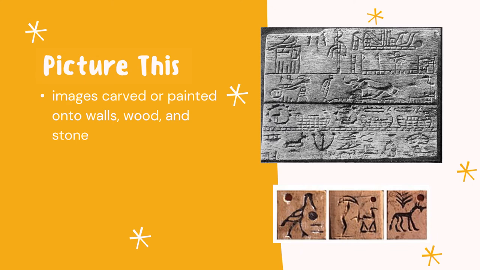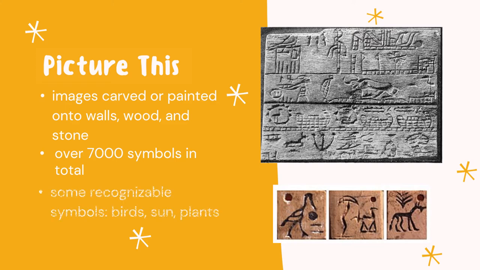Hieroglyphics were simple picture signs carved into wood and stone, painted onto walls, or drawn onto ancient paper called papyrus. They took a lot of hard work and skill to carve and paint. There were over 7,000 different hieroglyphic symbols, and about 500 of them were very commonly used, so that many people could easily understand them. Most hieroglyphic symbols were simple drawings of real objects that people saw in their day-to-day lives, like birds, the sun, and plants. Symbols like these would have been easy for most people to recognize and understand, even if they had not been taught how to read and write.